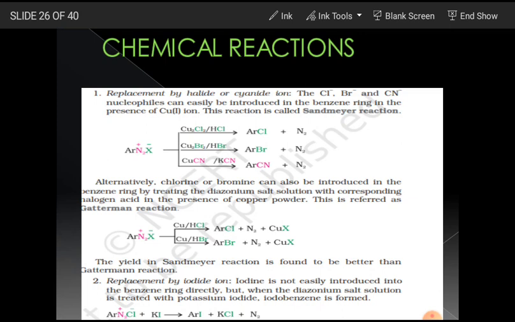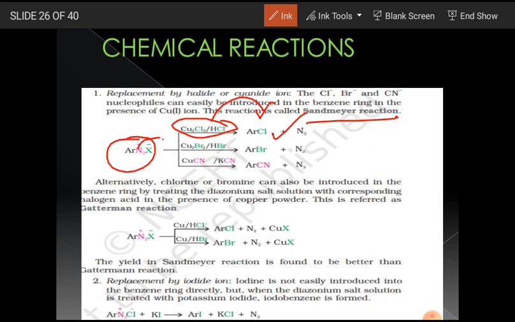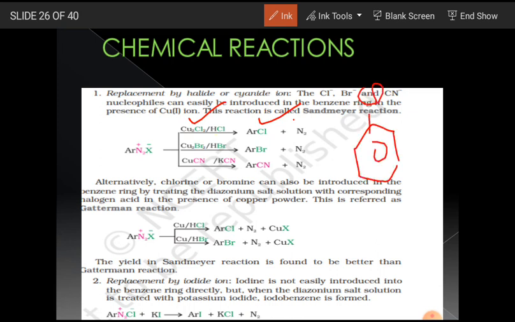Let us now talk about the chemical reactions. Very easy. First, we have to substitute it with chlorine. If we have to convert ArN2X to ArCl, then we have to carry out Sandmeyer's reaction. In Sandmeyer's reaction, we can take CuCl in the presence of HCl, and we get Cl substituted in the benzene ring. If I take CuBr in the presence of HBr, then Br will get substituted, and if you take CuCN in the presence of KCN, then CN will get substituted. It's a very simple reaction known as Sandmeyer's reaction.